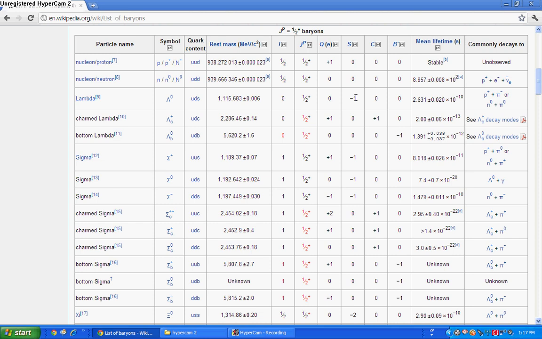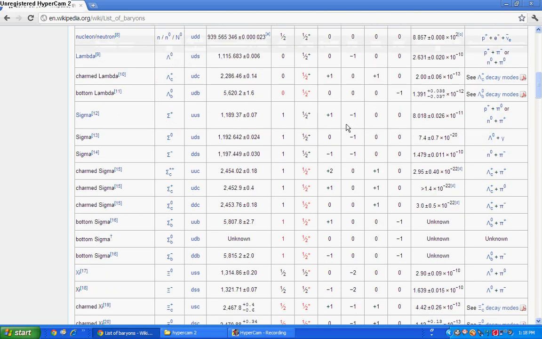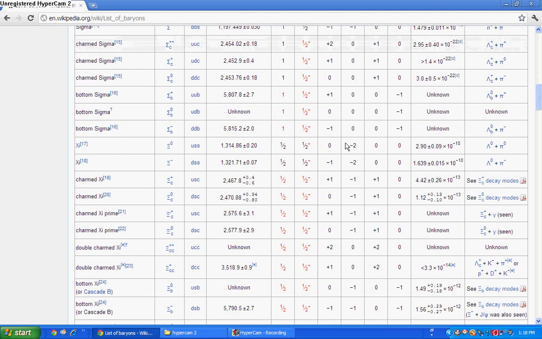This neutral lambda baryon has one strange quark, up-down-strange, meaning it has a strangeness of -1. This positive sigma baryon has up-up-strange, so it has one strange quark, and a strangeness value of -1. This xi baryon has two strange quarks, so it has a strangeness value of -2, because -1 plus -1 is -2.